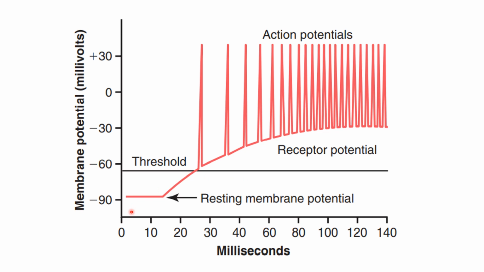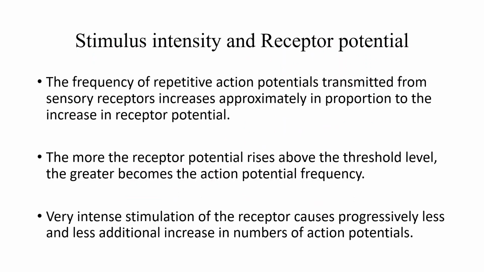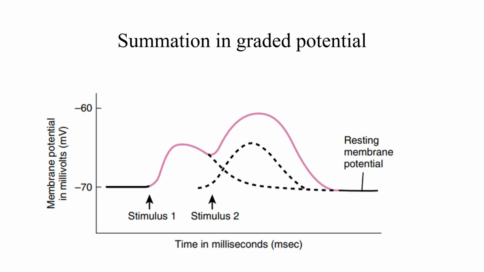Again, this is illustrating stimulus intensity: the more the intensity of the stimulus, the more the frequency of firing action potentials. The more the receptor potential is above threshold. As we mentioned previously, summation is a feature of a graded potential. Therefore, it can be either temporal summation or spatial summation.